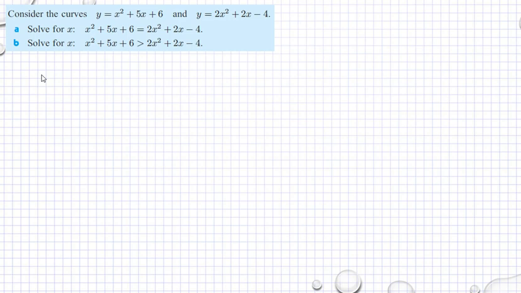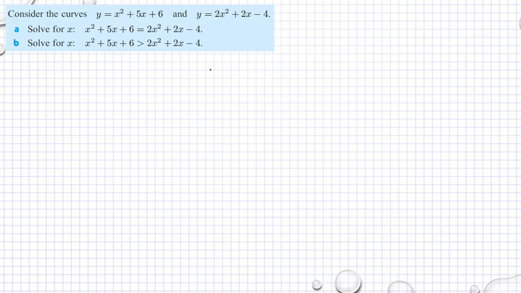Let's continue our discussion. Here is another example. Consider curves. We have y is equal to x squared plus 5x plus 6 and y is equal to 2x squared plus 2x minus 4. Solve for x when the two functions are equal.